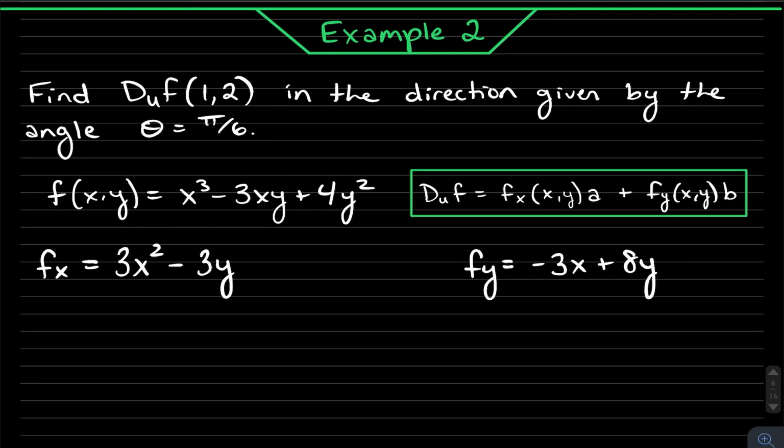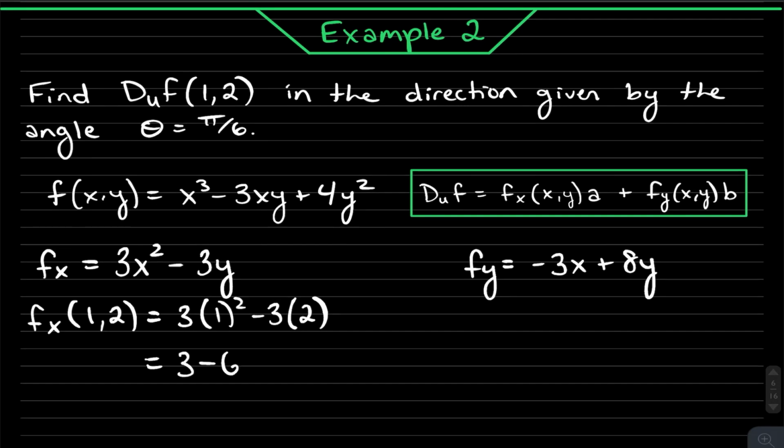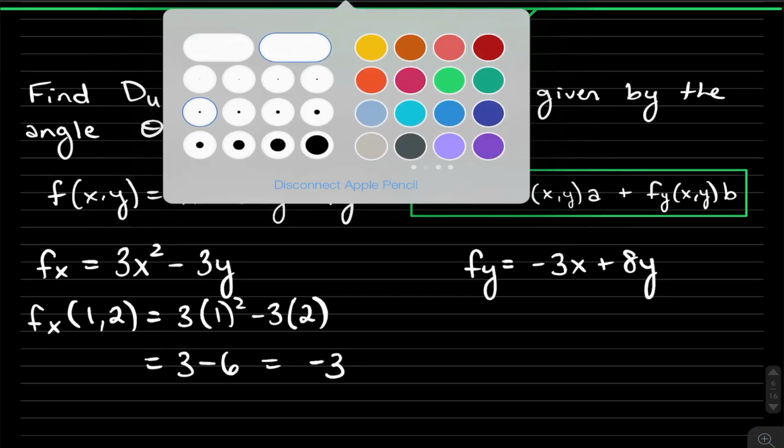All right, great. So now we just plug in our points. And we get 3 times 1 squared minus 3 times 2. And then right here, we get 3 minus 6, which is negative 3. And that will be important, so we underline it.